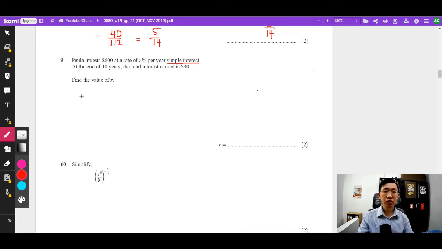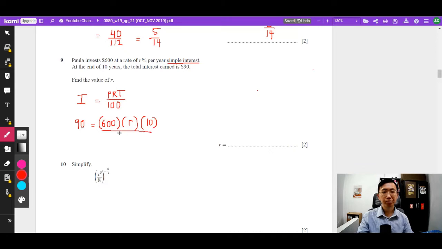So let's start off with the simple interest formula. I is equals to P R T over 100. Notice that when you practice maths, always use the formula first. We need to memorize them anyway. Interest is 90, plug it over here. Now you're going to put in the values. Principal P is how much you invest, so that will be 600. R is your interest rate, so this one they ask us to use small letter R. Time is going to be 10 years. Plug in, divided by 100.